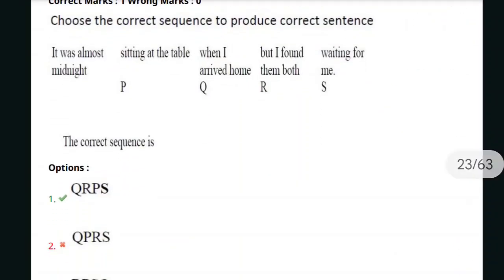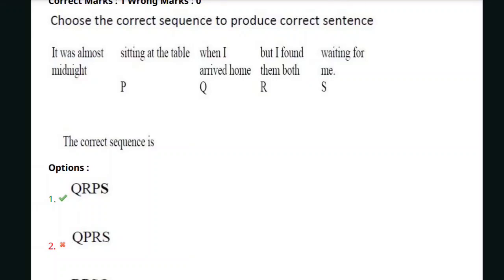Choose the correct sequence to produce a correct sentence. Again the question is on arranging the sentences in the correct order. Here they gave us jumbled sentences. It was almost midnight, sitting at the table, when I arrived home, but I found them both, waiting for me. And the correct sequence here is QRPS. It was almost midnight when I arrived home, but I found them both sitting at the table waiting for me. So the correct option here is QRPS.